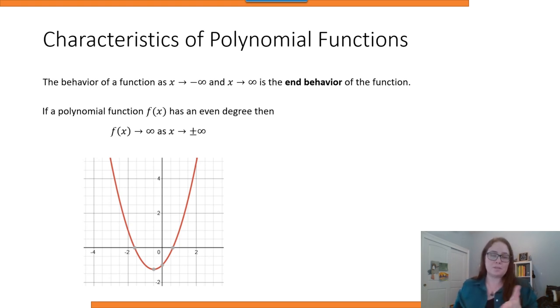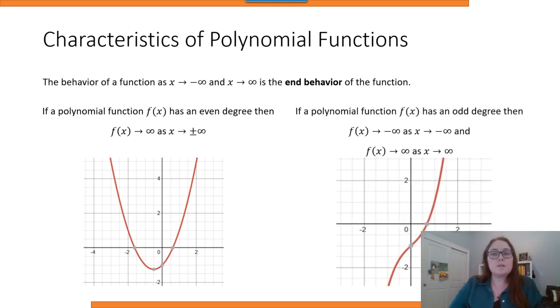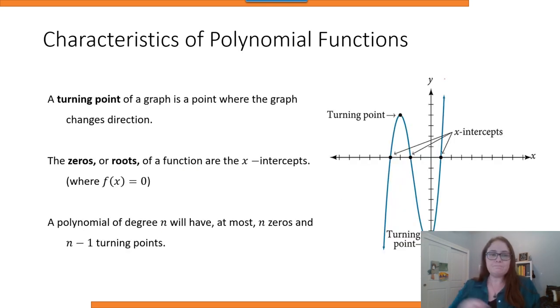Like this parabola we see here, it's going up to infinity on the left and the right. If the degree is odd, it's going to go up to the right and it's going to go down to the left. So as x approaches negative infinity, f of x will approach negative infinity. As x approaches positive infinity, f of x will approach positive infinity. That's what all that notation is saying there.